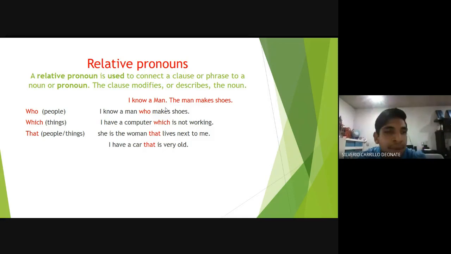Okay, then, I need you to write down two examples with your own ideas of each one. So you're going to use two examples with who, two examples with which, and two examples with that. And at the end, when you finish, in order to revalidate your assistance here, you're going to repeat your examples. So if you don't have any questions, please go ahead. And meanwhile, you just go with the activity.